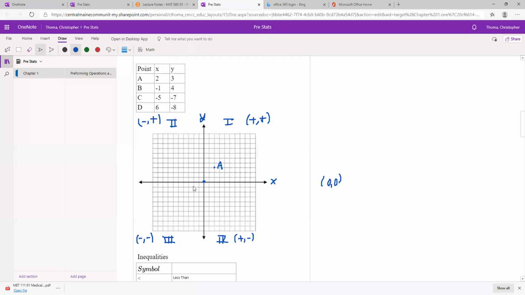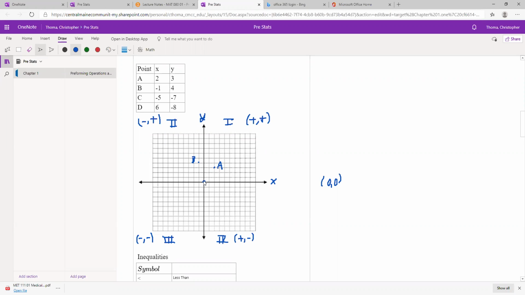Now I go to point B. I always go to the middle just to make sure I don't count wrong. I got a -1, so that means I go left 1. And then I have a +4, so I go up 1, 2, 3, 4. And there is my point B in quadrant 2. Come to my origin. All right, so I got C.